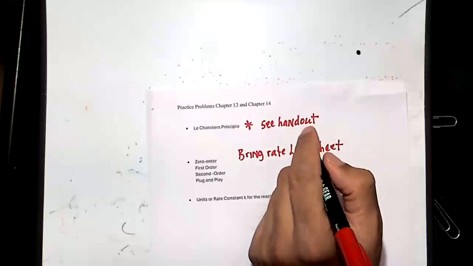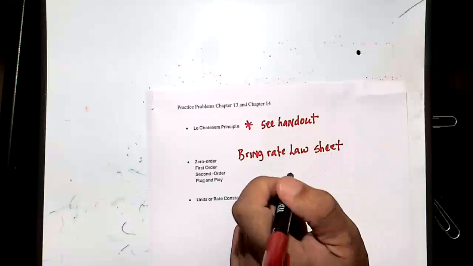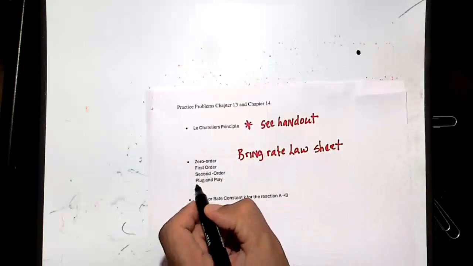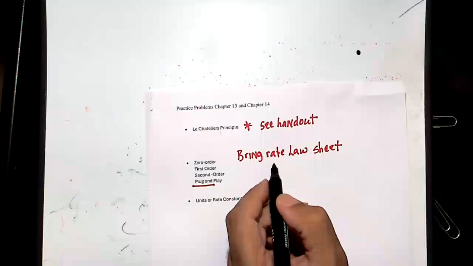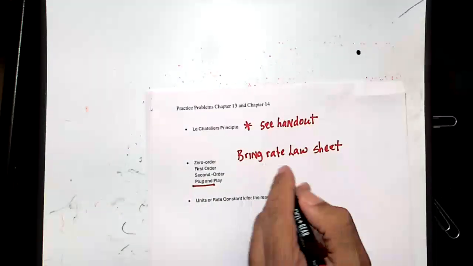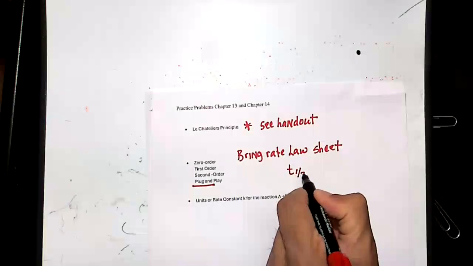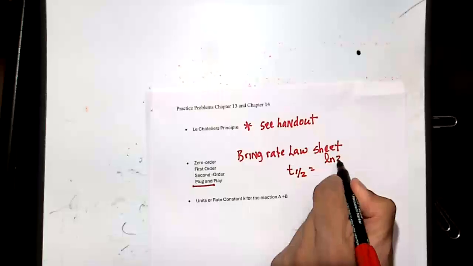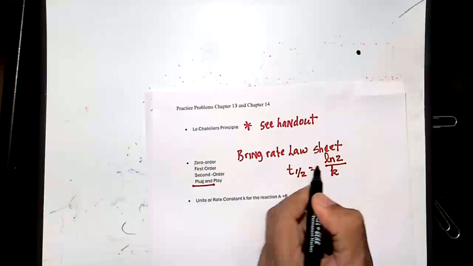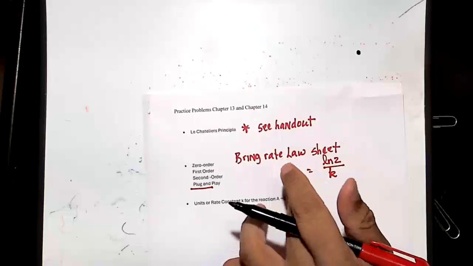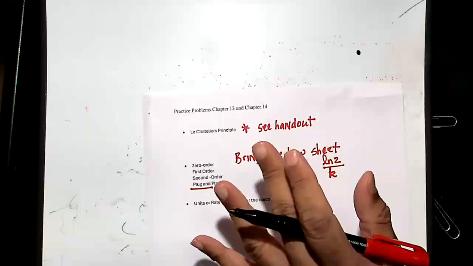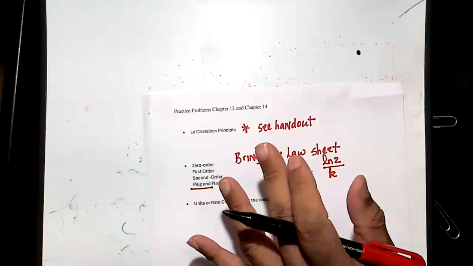Okay, so that will give you the equations, whether it's zero order, first order, or second order. This is basically plug and play. Like half-life is the example. So plug in the half-life, find K. This is just those types of problems.